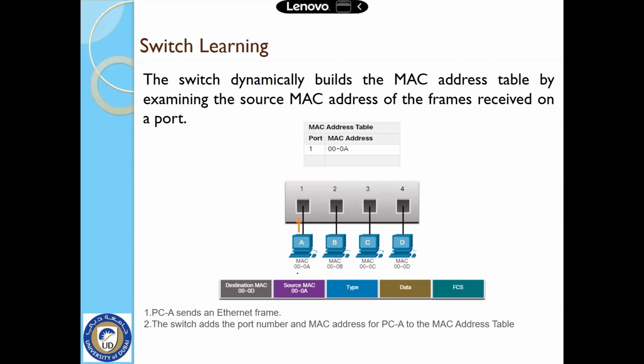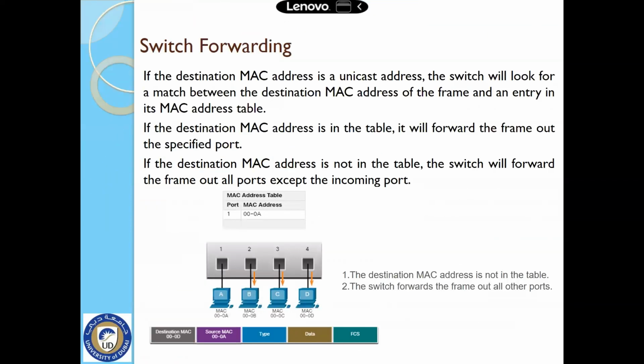So for example, here, PCA will want to send a message. Then the switch adds the port number and MAC address of PCA to the MAC address table. As simple as that. So that's the learning. It received a message from a device that is not recognized. It will add it to its database. Then switch forwarding. It will check the destination address. So if the destination MAC address is a unicast, the switch will look for a match between the destination and an entry in the table. If the destination is there, it will just forward it, as simple as that.